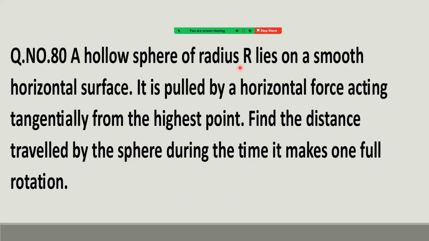A hollow sphere of radius r lies on a smooth horizontal surface. Given a hollow sphere and it is a smooth horizontal surface. It is pulled by a horizontal force acting tangentially from the highest point. Find the distance traveled by the sphere during the time it makes one full rotation. Okay. So given a hollow sphere, applying force tangentially at the highest point. Let us see how to calculate the distance traveled by the sphere. So here the distance traveled by the sphere means the distance traveled by the center of the sphere.